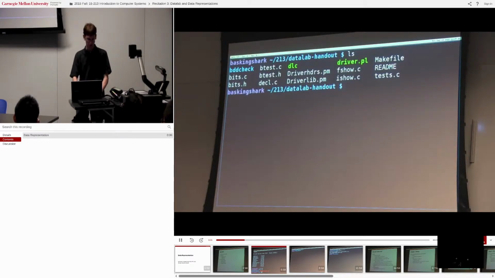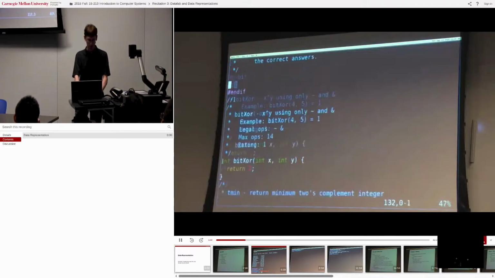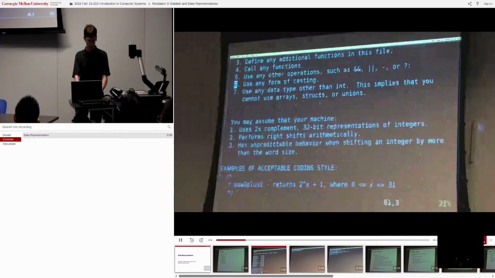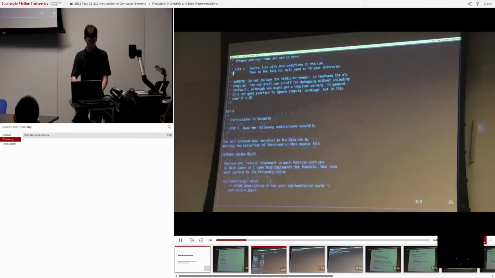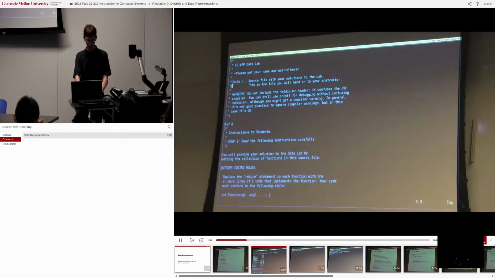So the most important file here is bits.c. This is the file you'll actually be editing. So we can open it up. Oop, that's not it. OK, so what we have here is a bunch of instructions. Is it this small? So we've got a bunch of instructions on how to do Data Lab at the top of the file. Make sure you read those.